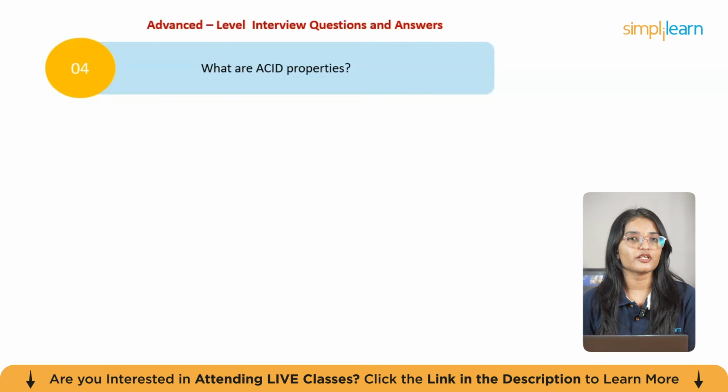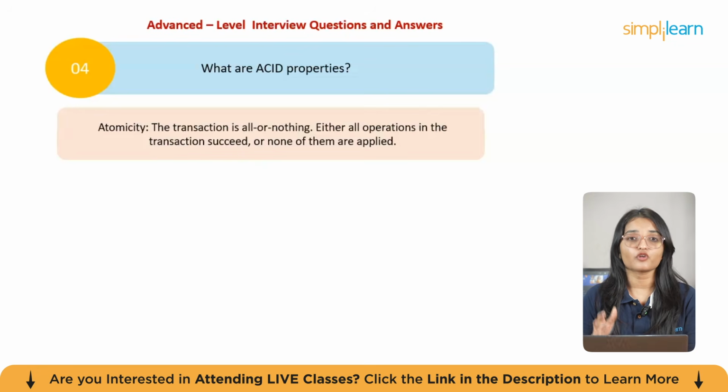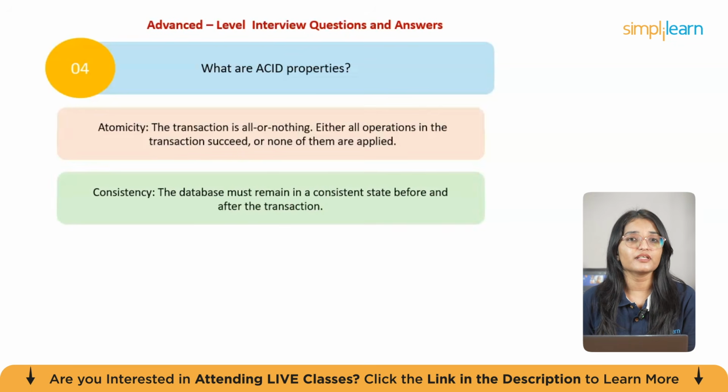Let's move on to our next question, which is what are ACID properties? Now, ACID stands for atomicity, consistency, isolation, and durability. These properties ensure that database transactions are processed reliably. Talking about atomicity, the transaction is all or nothing. Either all operations in the transaction succeed or none of them are applied.